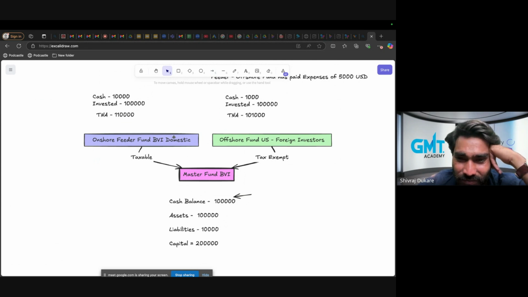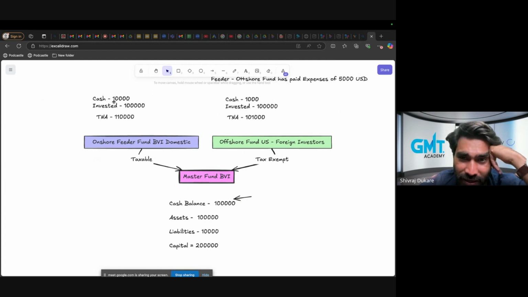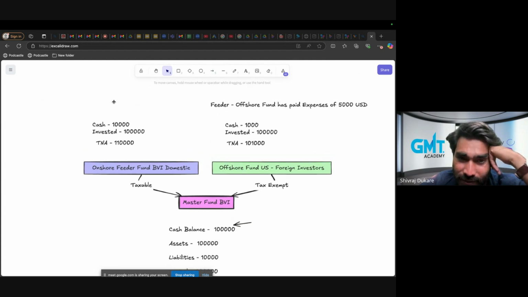Or this feeder fund, meaning the offshore fund, can also request the other feeder funds to pay the 4,000 as a credit to the offshore fund, maybe for 1 month, maybe for 1 year. Once the offshore feeder fund receives the excess fund, it can return that money back to the onshore fund. We can do this, correct?